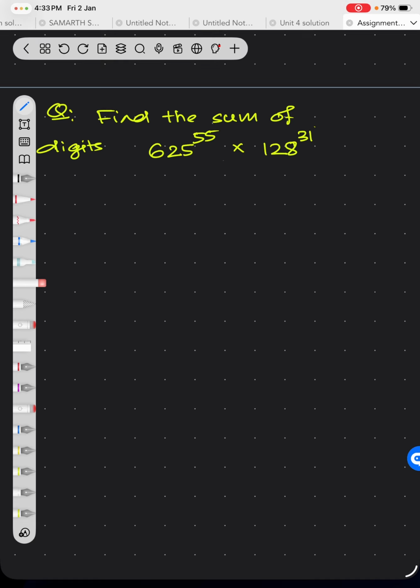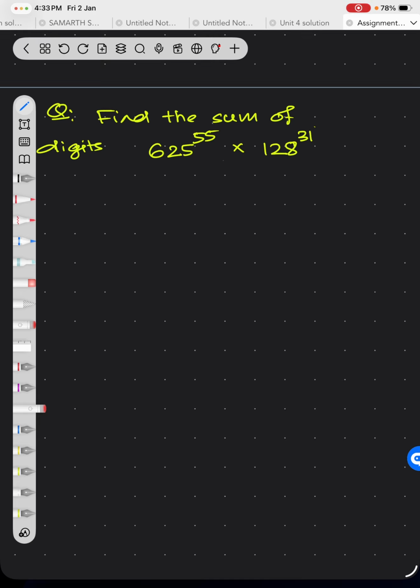Okay. So the given question is: find the sum of the digits present in this number. As you see, this number is a very big number, and it consists of the product of these two numbers. One is 625 whole to the power 55 and another is 128 whole to the power 31.